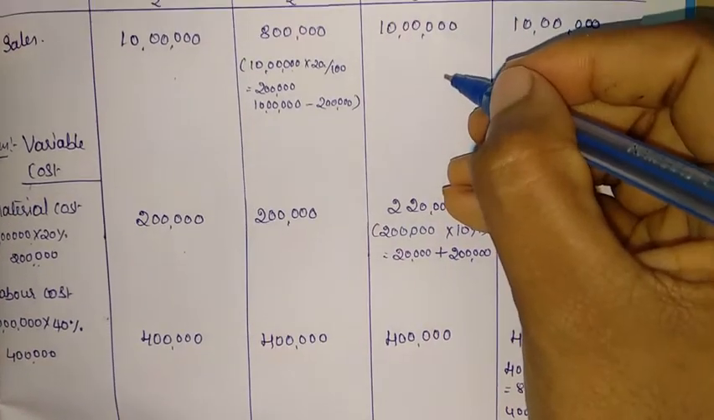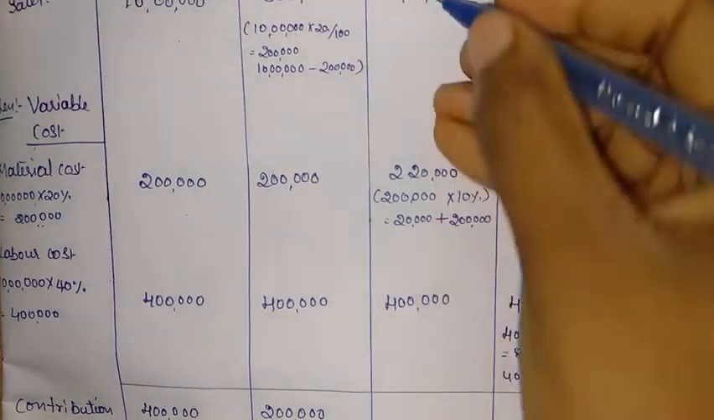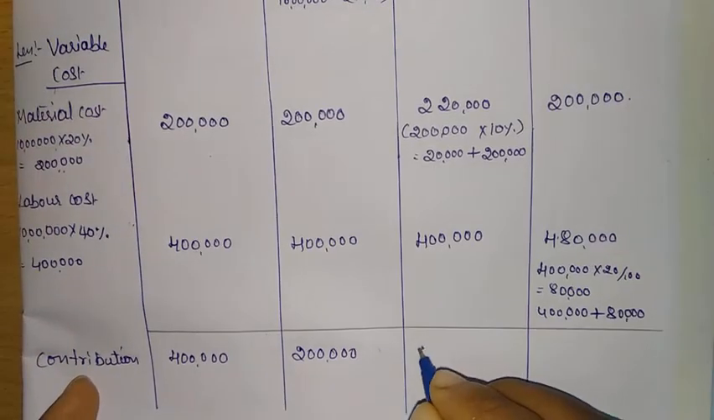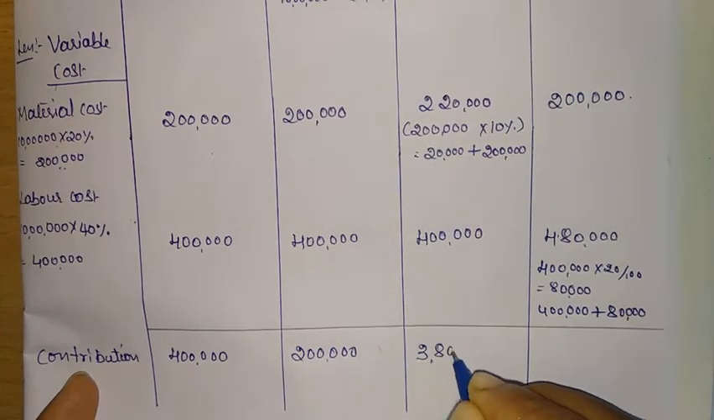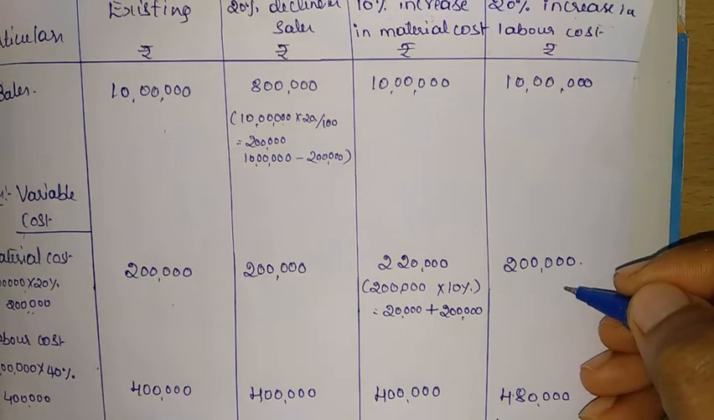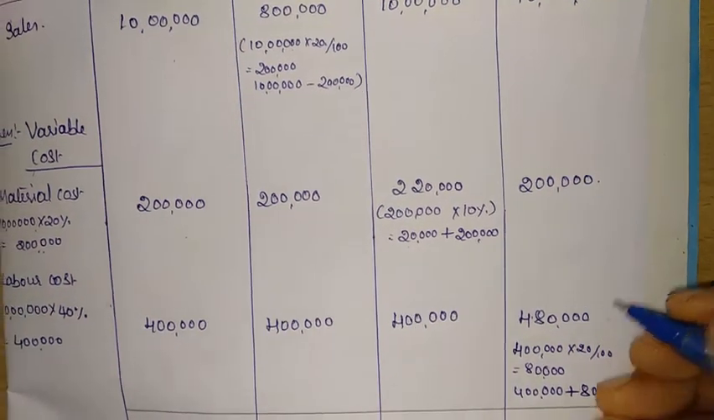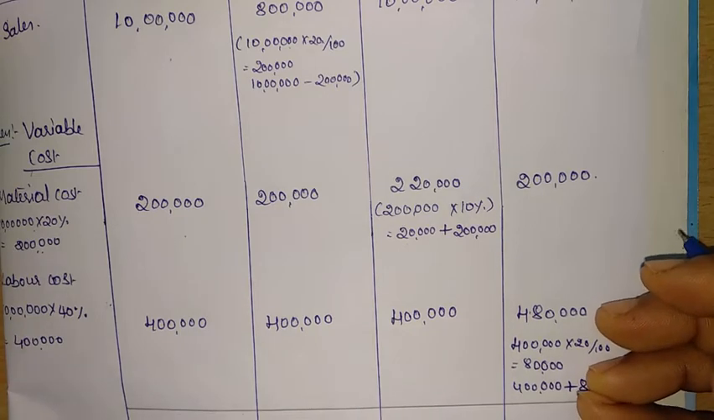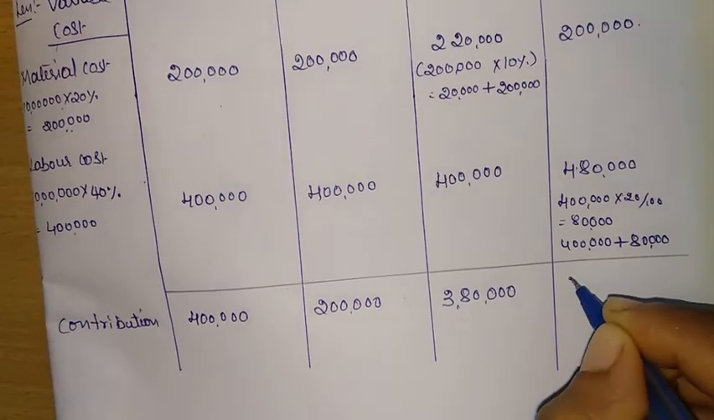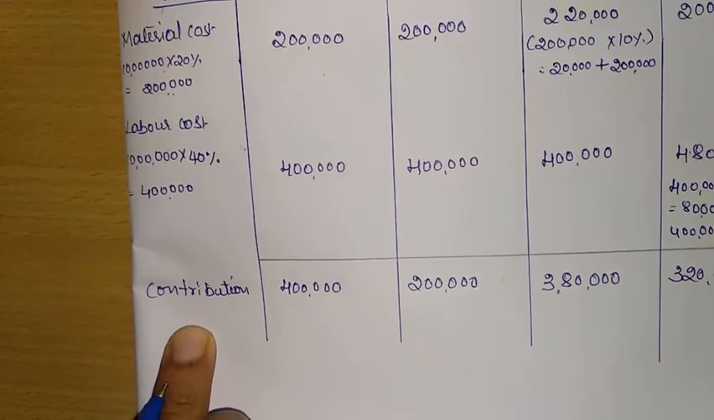10 lakh minus 2 lakh 20,000 minus 4 lakh. So 10 lakh minus 6 lakh 20,000, it is 3 lakh 80,000. 10 lakh minus 2 lakh minus 4 lakh 80,000. So 10 lakh minus 6 lakh 80,000, it is 3 lakh 20,000. So we are done with the contribution.